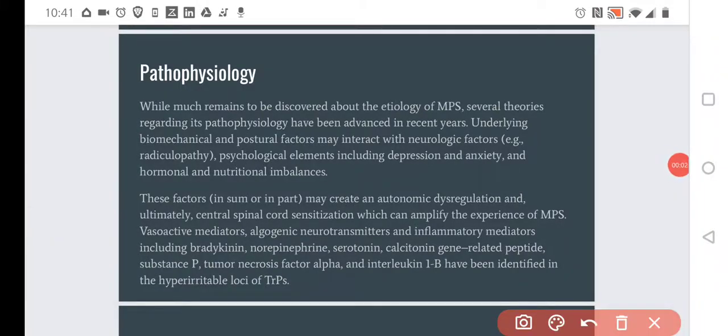Pathophysiology of myofascial pain syndrome. There is still a lot that is not known about the biochemical and generally the factors that are influencing the MPS. Generally, underlying biomechanical and postural factors may interact with neurological factors, for example, radiculopathy. There are also some psychological elements included, like depression, for example, and anxiety.